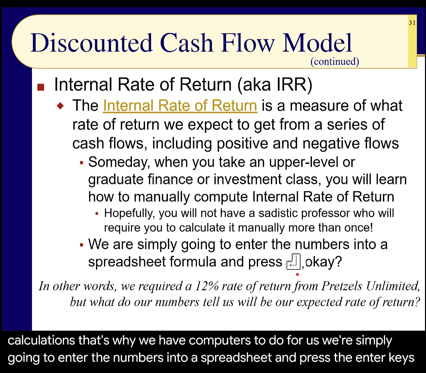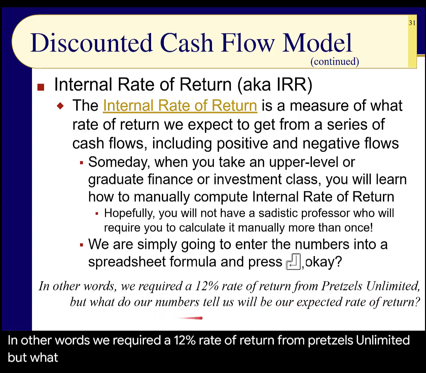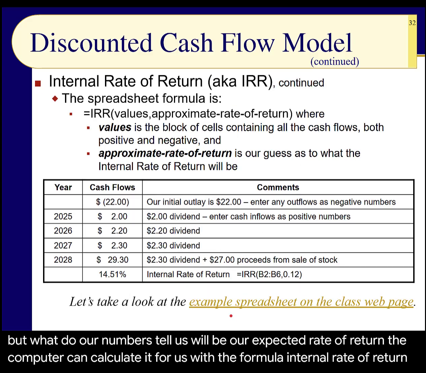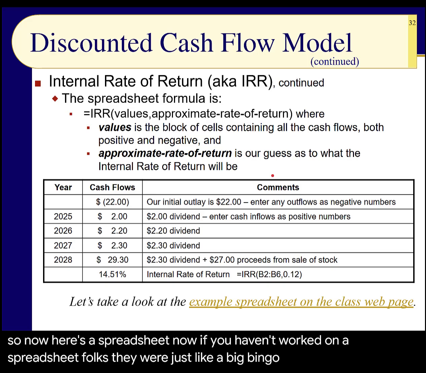Okay, that sounds good to me. In other words, we required a 12% rate of return from Pretzels Unlimited. But what do our numbers tell us will be our expected rate of return? The computer can calculate it for us with the formula internal rate of return. So now, here's a spreadsheet. Now, if you haven't ever worked on a spreadsheet, folks, they're just like a big bingo calculator. That's all they are.